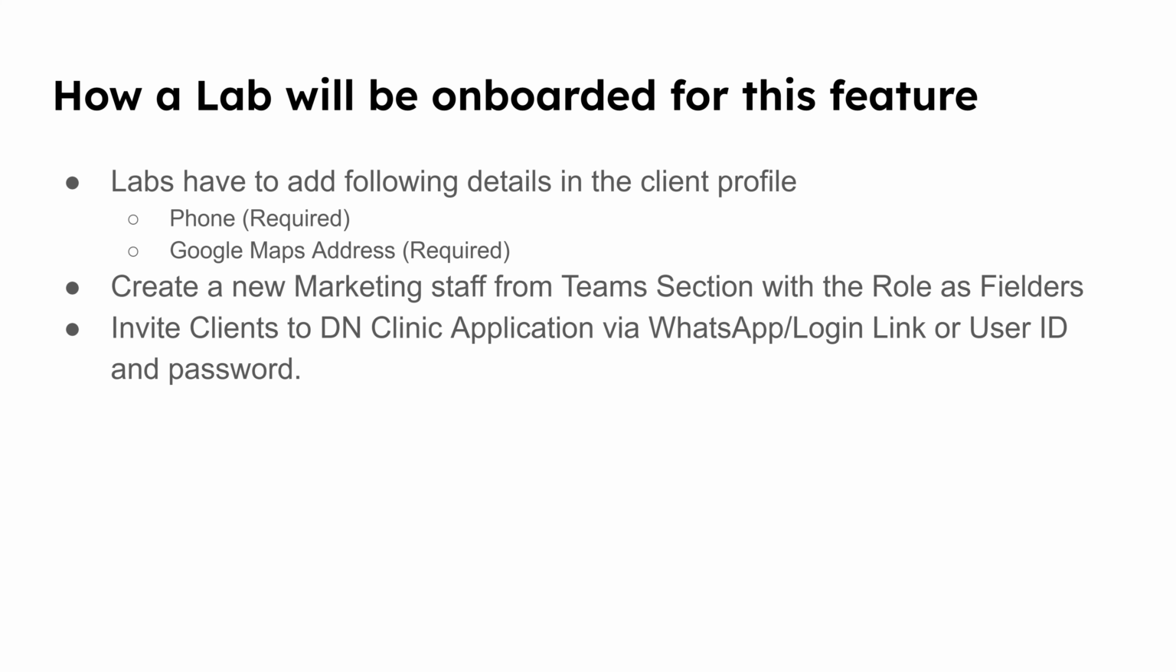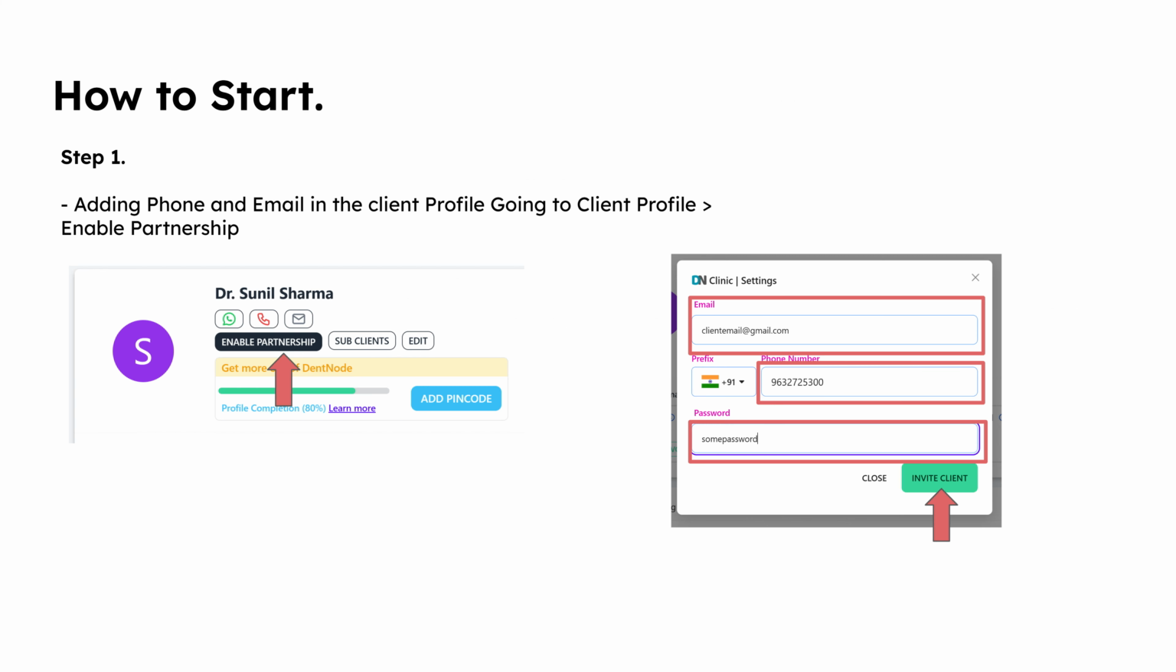A lot of you have purchased the enterprise plan or growth plan, so you will have this leverage where you just click a button and the client will be automatically invited to your custom application. We'll discuss everything. This will be a very exciting tutorial for all of you. So how do you get started? First of all, add the following details in a client profile.